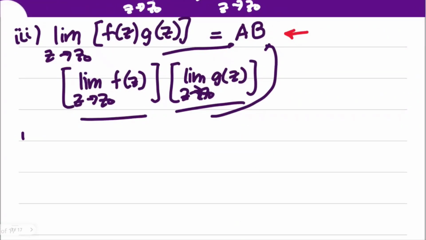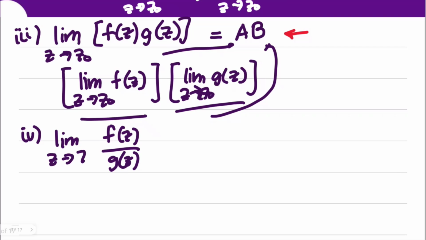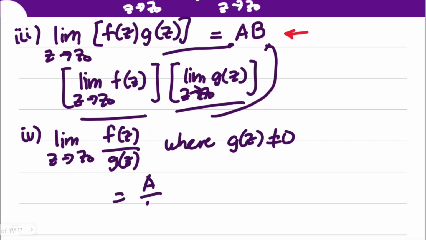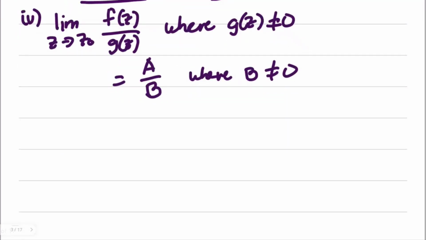Now let's have the fourth one. The fourth one is, of course, to complete the fundamental operations, the division. So if we have the ratio of f of z and g of z as z approaches z sub 0, given that g of z is not equal to 0, that would mean this is equivalent to the ratio of a and b, also given b is not equal to 0. So basically similar to what we did in multiplication.